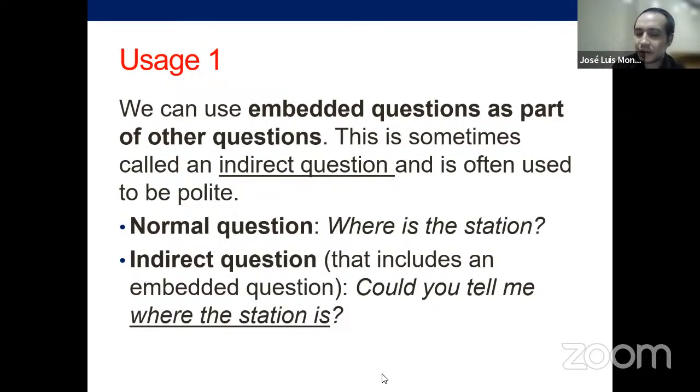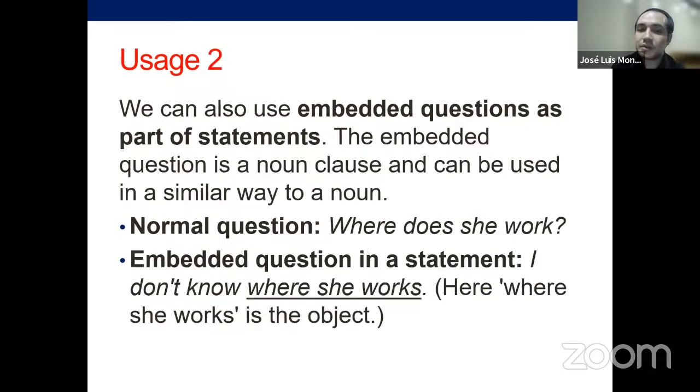Very easy, right? If you want to be polite, you don't say, "Hi, where's the station?" Right? You say, "Hi, could you please tell me where the station is?" I don't know, I'm not from here. I'm not from around, so I don't know where it is. So you use embedded questions. Usage number two. This is similar. You're only going to see one change, and you're going to see what's different to the previous one.